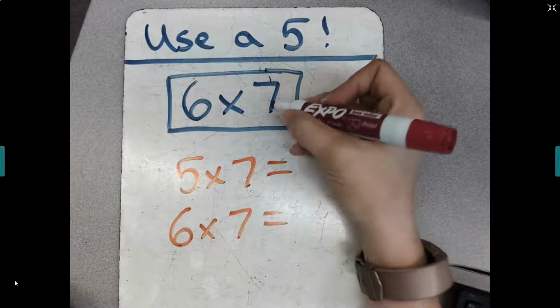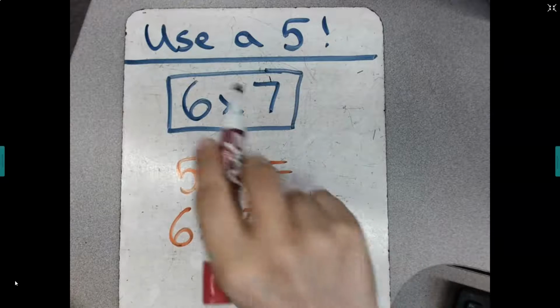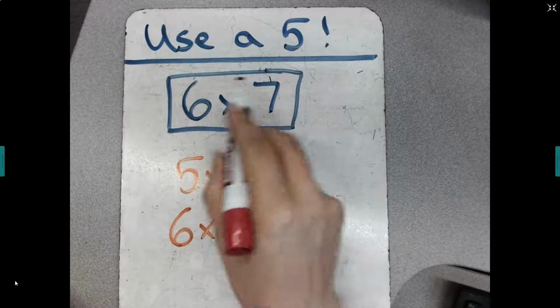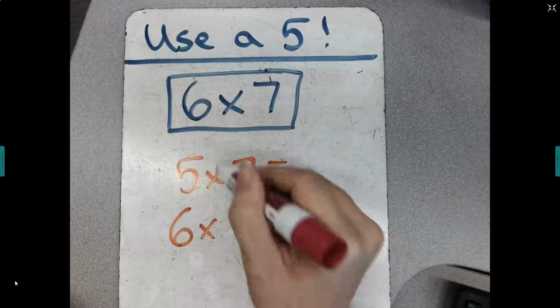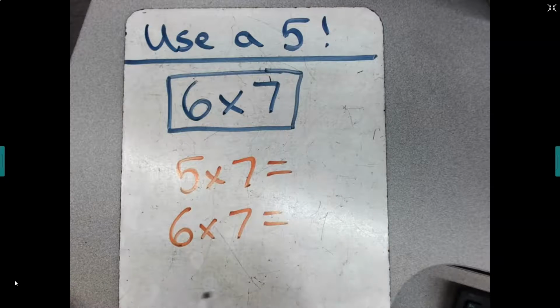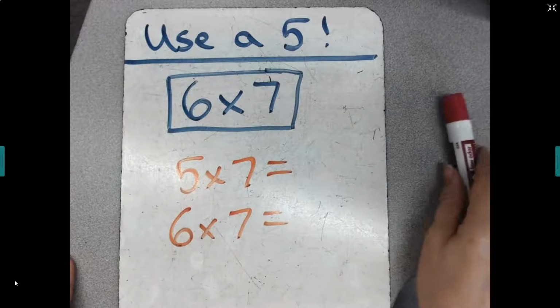Okay, we're going to be talking about our sevens facts. So sevens facts can be a little tricky, so we're going to use a strategy called use a 5. So I have this fact here, 6 times 7. This means 6 groups of 7. So I'm going to use a 5s fact to help me because 5 facts are easy for me.